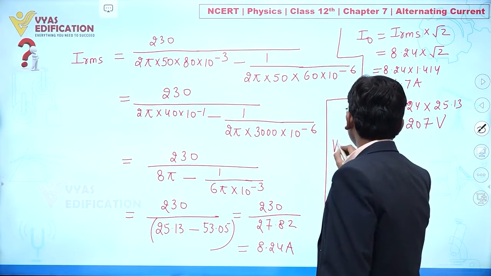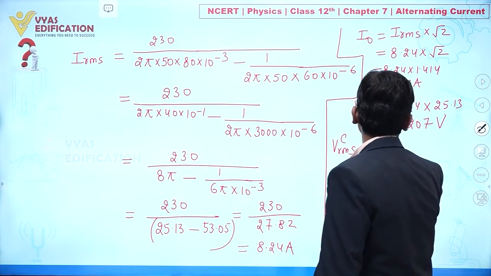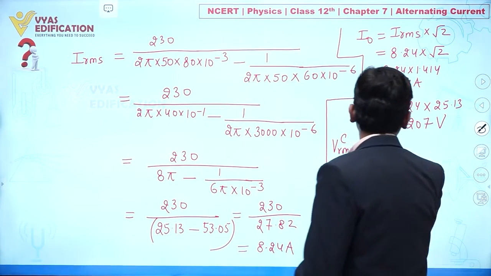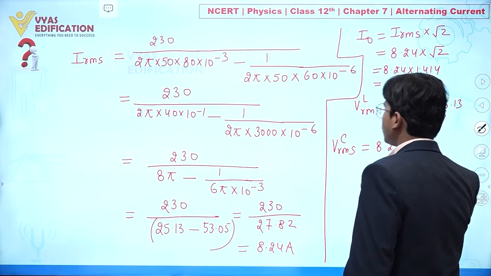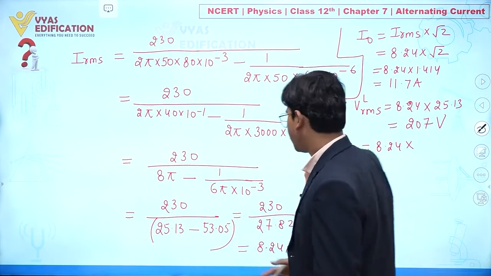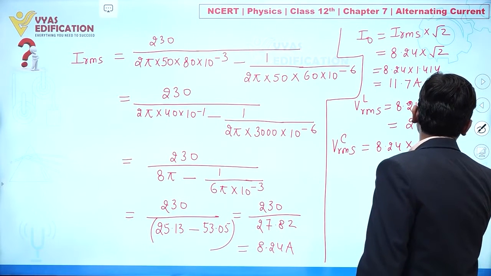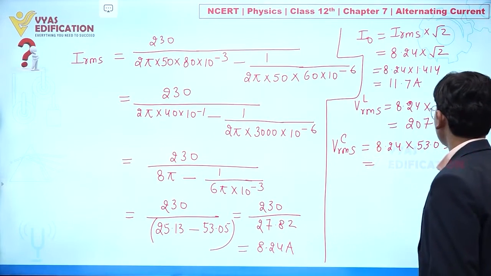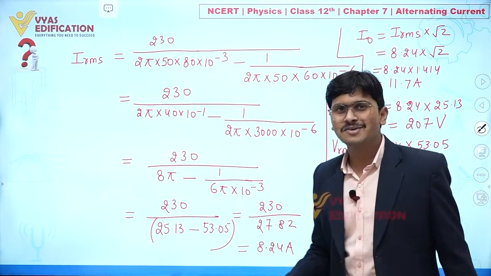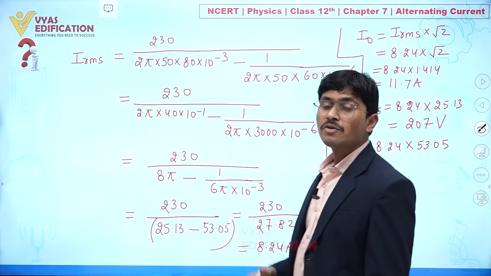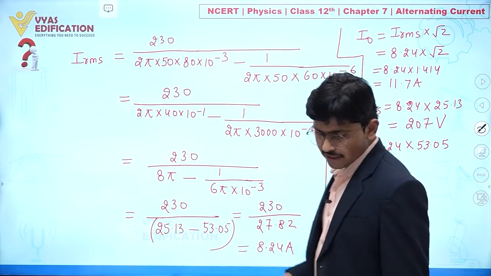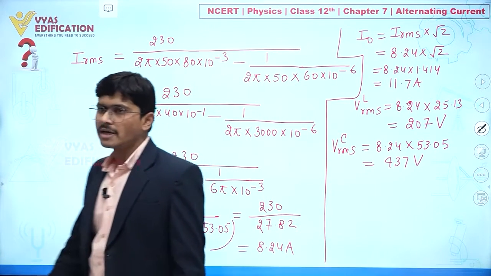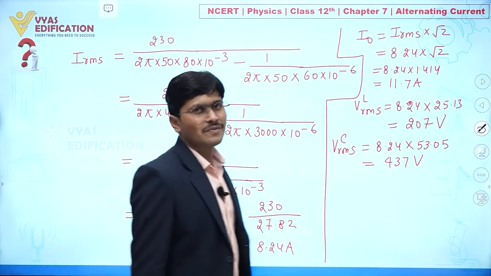Now VRMS across the capacitor is given by IRMS multiplied by XC. IRMS we have is 8.24, and XC we are getting is 53.05. If you multiply directly, 50 multiplied by 8 is near about 400, so the value will come out to be more than 400. If you solve it, it comes out to be 437 volt.